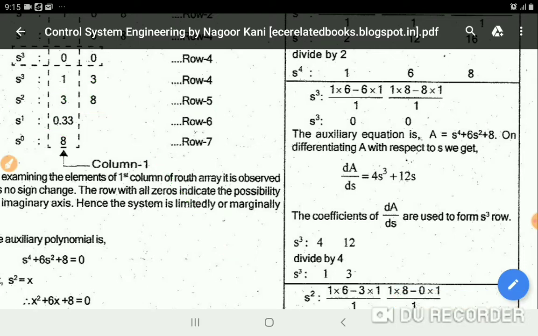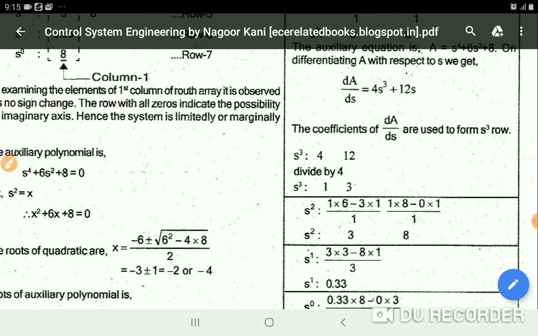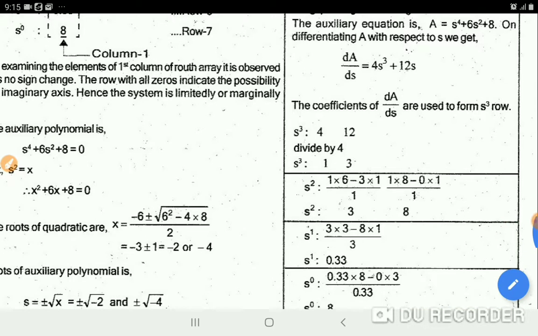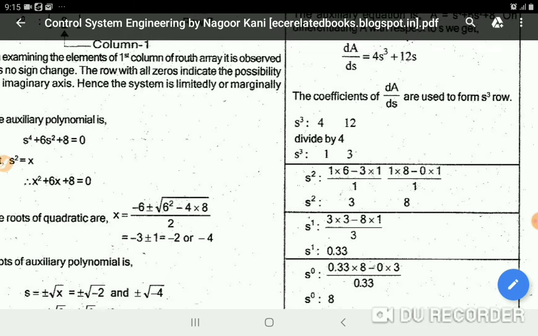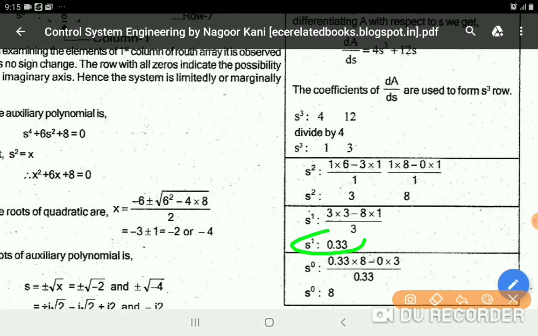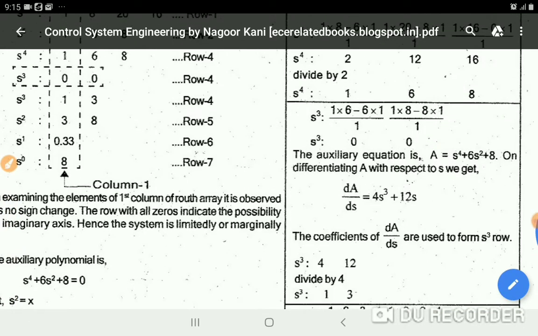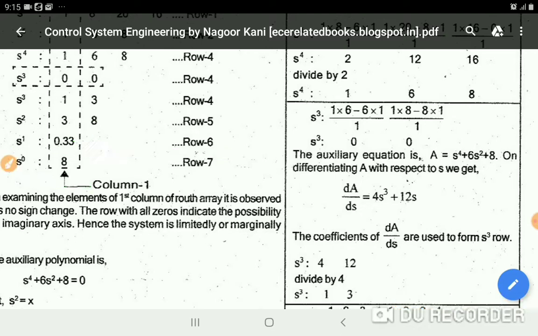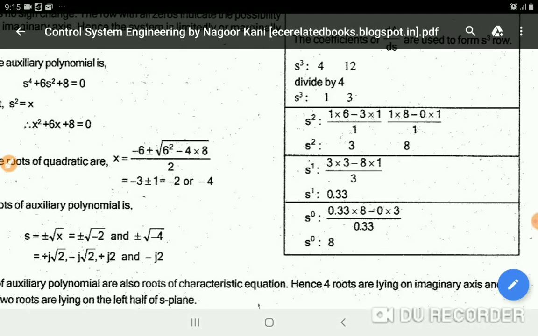The calculation for S power 1 is 3 into 3 minus 8 into 1 by 3, which gives you the value of 0.33. So substitute the value here for S power 1 as 0.33. Now construct S power 0. How to find S power 0? 0.33 into 8 minus 0 into 3, by 0.33. The 0.33 gets cancelled, so the S power 0 value is 8 only.